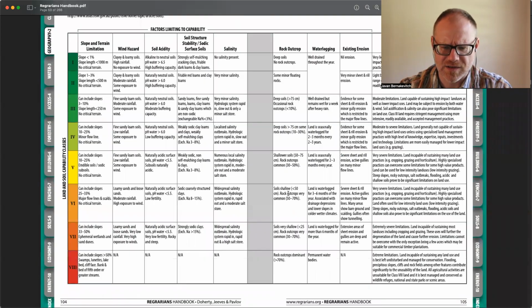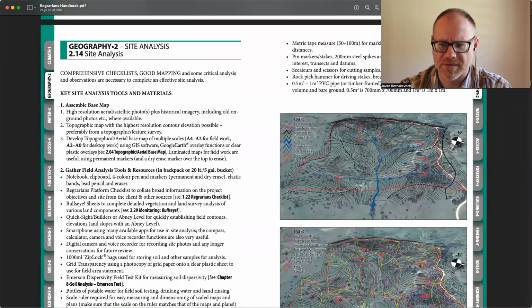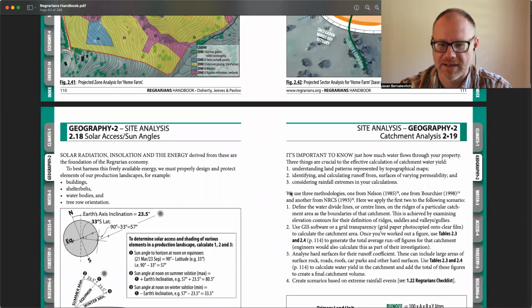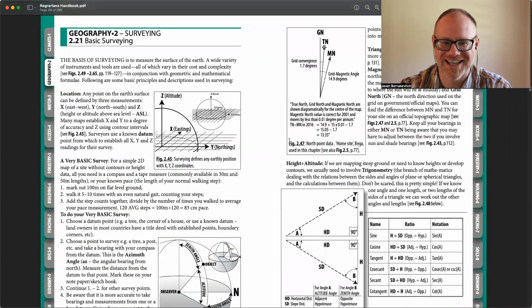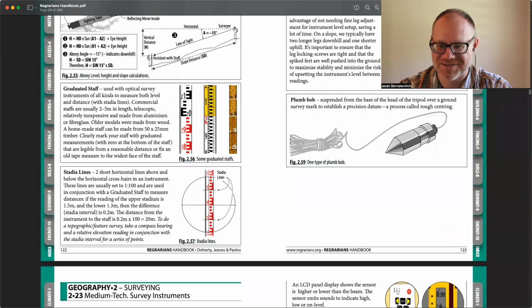And then I think he goes into ponding, if I remember correctly, it's been a while since I opened the book. Yeah, and then he's going into sector analysis and basic surveying, solar angles, things that we were just talking about.